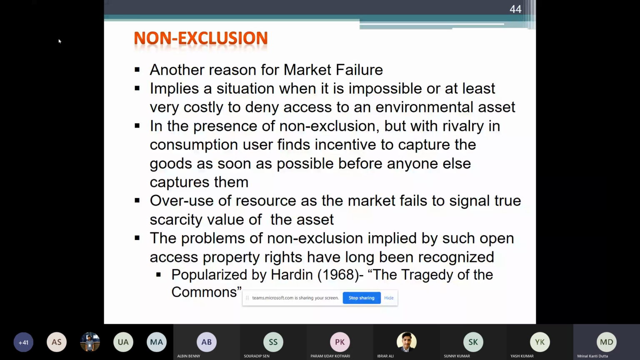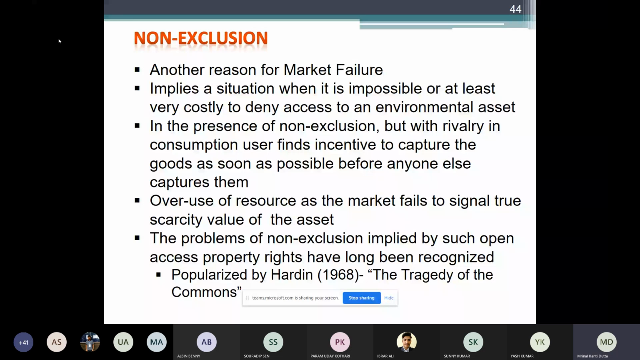It's not that my groundwater is different from the groundwater which my neighbor will be extracting from the underground reserve. It's a contiguous resource, so the same resource is available for my neighbor also. So in that case, what happens? Although it might be non-exclusionary, it will be rival in consumption.